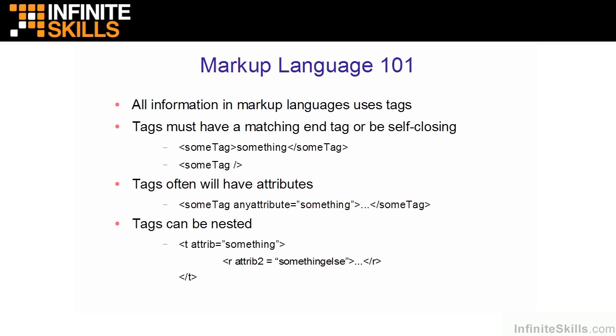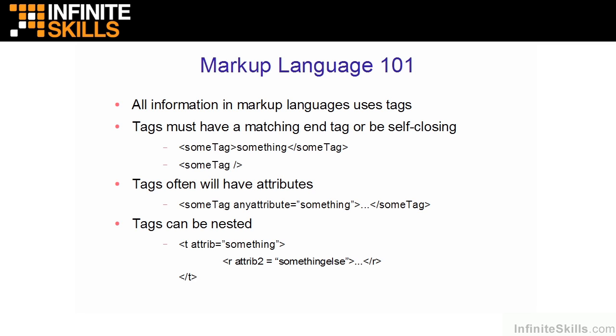So just looking at HTML real quick, let's start out by taking a look at markup languages. Markup languages are all very similar. They basically use tags to communicate information, and so tags would have a matching end tag or would be self-closing. So an end tag means that it has a slash with the same name as the starting tag. So you see that first tag there says some tag, has some text in it, and then it has a slash some tag, which is the ending tag.